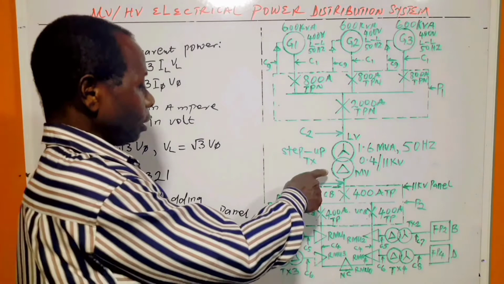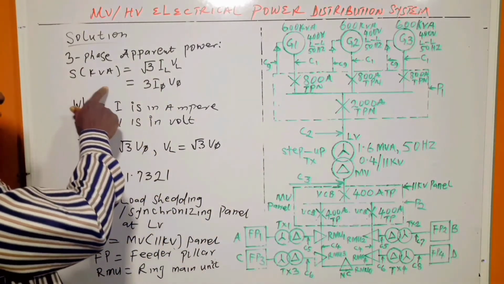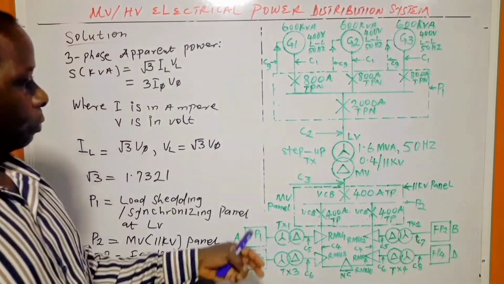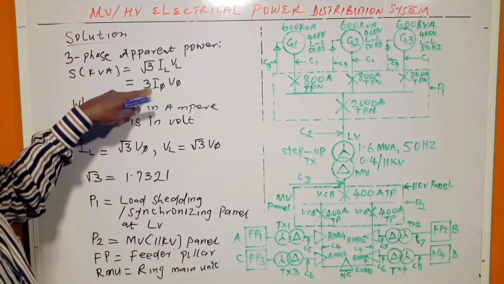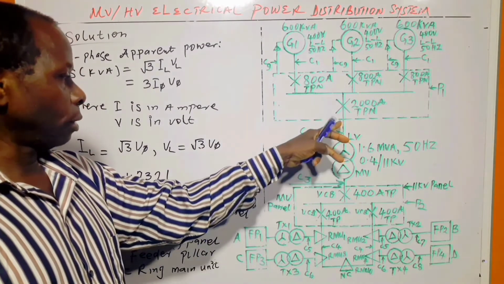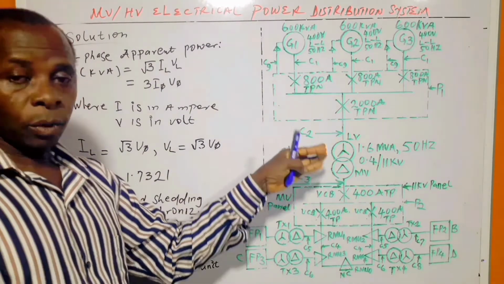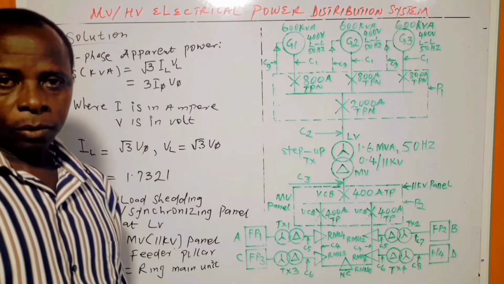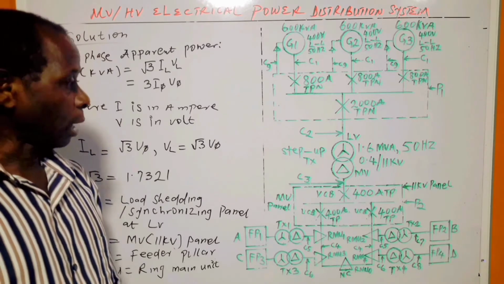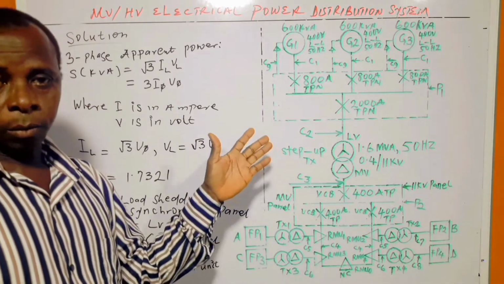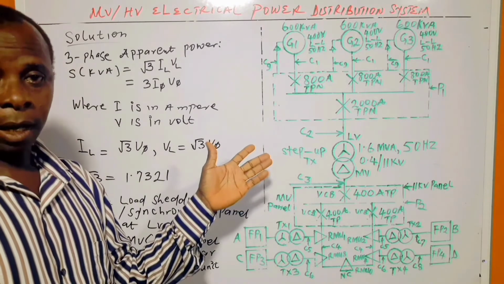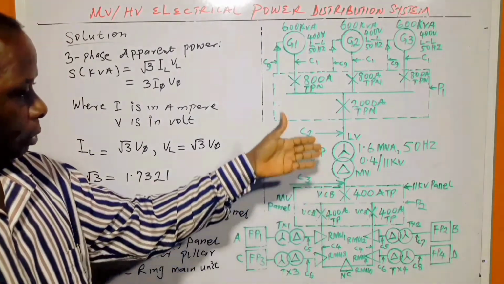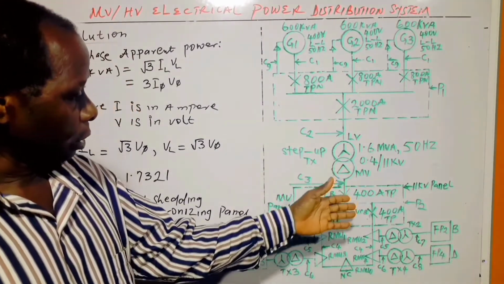Neglecting losses, the apparent power S on the secondary side is the same as the apparent power S on the primary side. Since this one is star, it's very easy to use this formula to calculate the magnitude of the current flowing here, and from there we make use of a manufacturer's catalog of cables. A trusted manufacturer, like in my own situation, I'm using the cable catalog from Nexans. That is how I came about all these calculations and these figures.